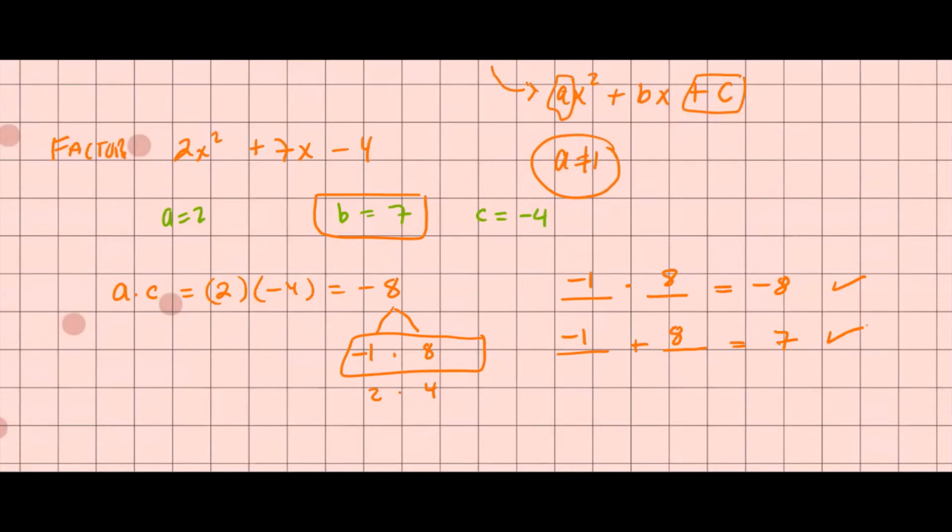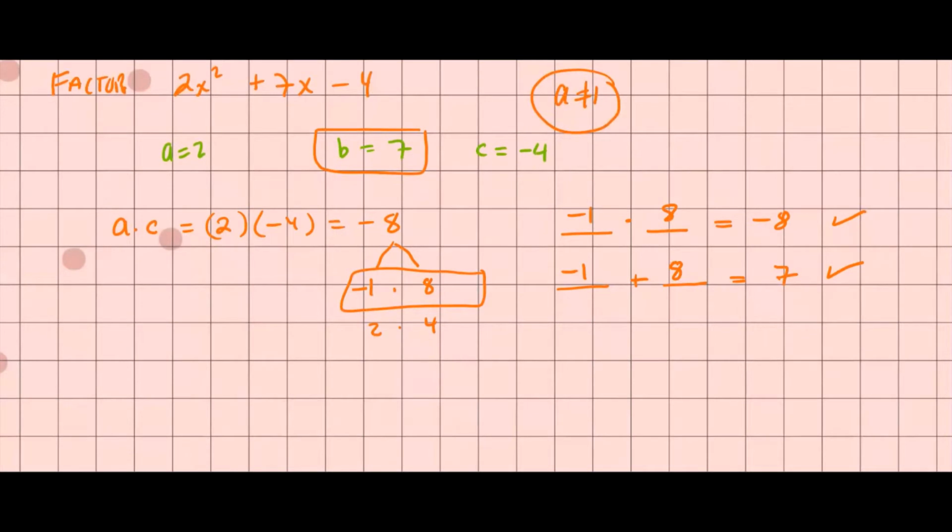Now here's what you're going to do after you figure that out. You rewrite the first term, which is 2x squared, and the last term, which is negative 4. The 7x, you split using the numbers you just found. So I'll write it as negative x plus 8x, because that sums to 7x. Really, you didn't change the question. All you did was rewrite it with the factors you just found.